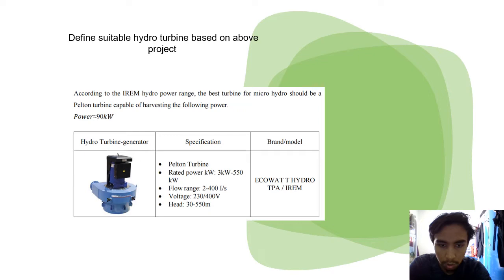It has a rated power of about 3 kilowatts until 550 kilowatts. The flow range is 2 until 400 L/s. The voltage is 230/400 volts, while the head is 30 until 550 meters. The brand or model we chose is the EcoWatt T Hydro TPA/IREM.